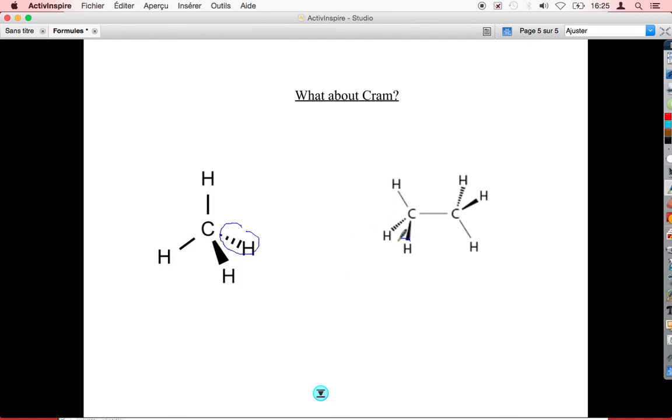In this one, you can see this H is in front of the screen, this one is at the back. And these plain lines mean that you are in the plane of the screen. Okay, you are on the screen.